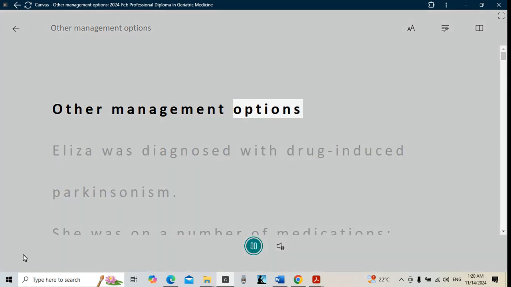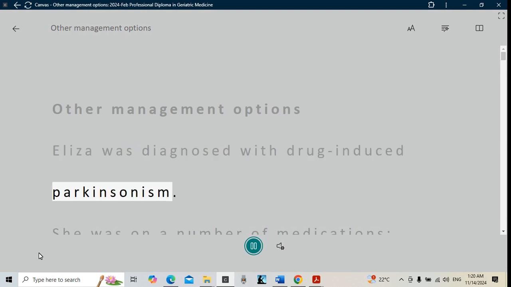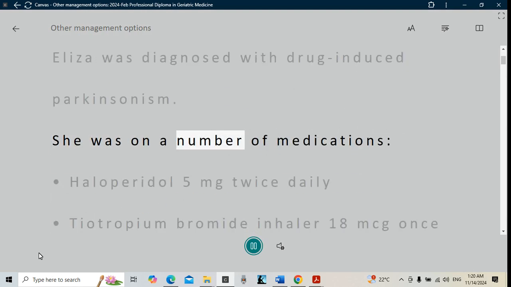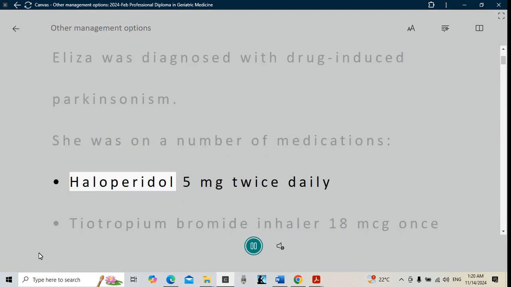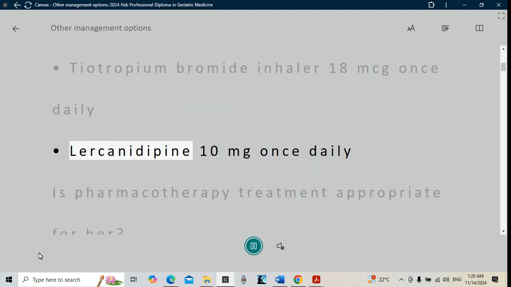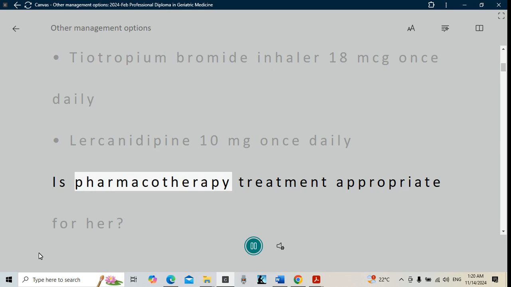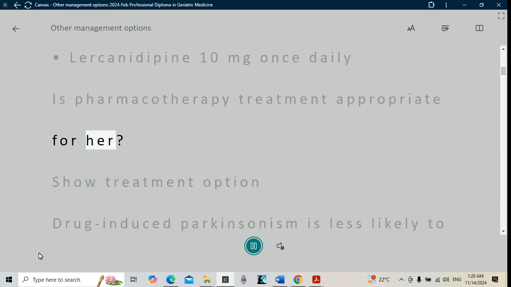Other management options. Eliza was diagnosed with drug-induced Parkinsonism. She was on a number of medications. Haloperidol 5 mg twice daily. Tiotropium bromide inhaler 18 micrograms once daily. Lercanidipine 10 mg once daily. Is pharmacotherapy treatment appropriate for her?